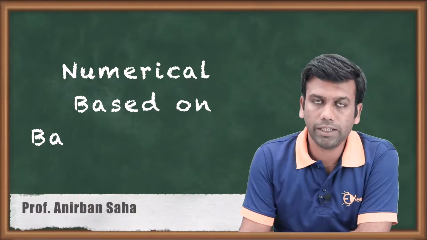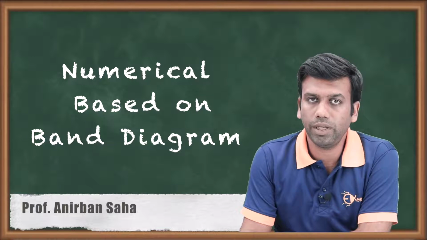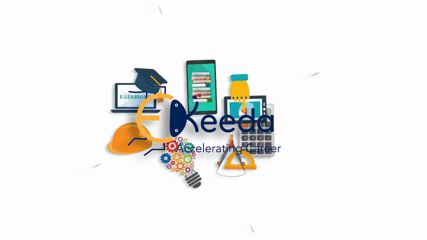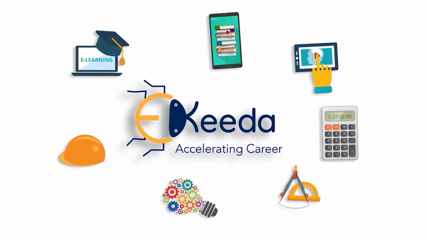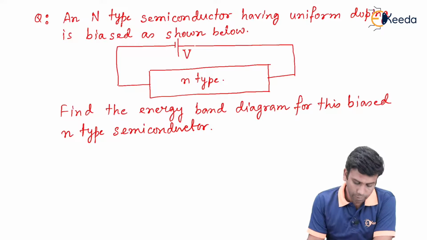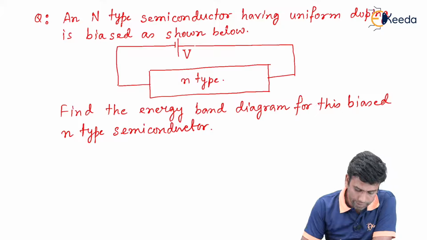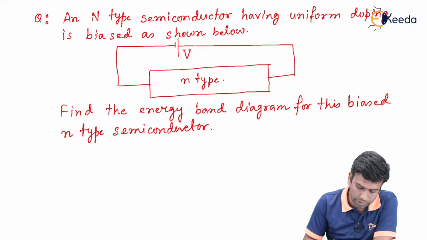Hello friends, in this video we are going to discuss a numerical on the energy band diagram. The numerical is given like this: an n-type semiconductor having uniform doping is biased as shown below. So this is an n-type semiconductor which is biased by this applied voltage V. We have to find the energy band diagram for this biased n-type semiconductor.